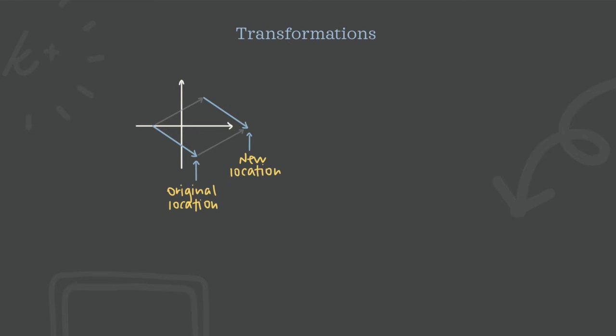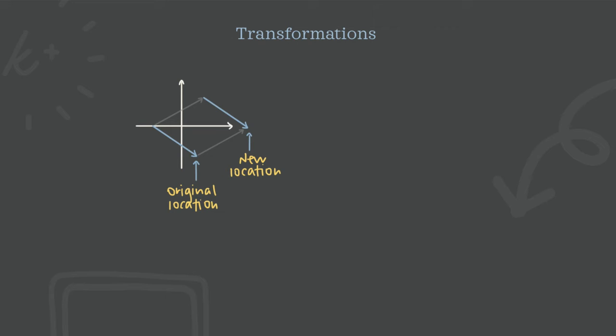So a transformation is exactly what it sounds like. It transforms vectors or figures from their original locations into a new location. For instance, let's say we're given a vector in R2 space. We could apply a transformation that shifts it up and to the right, moving it from its original location to its new location.